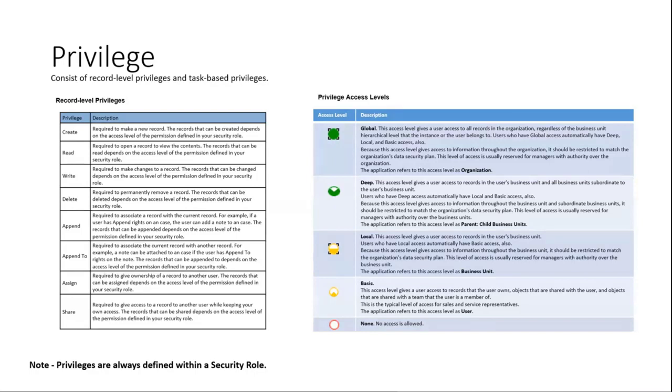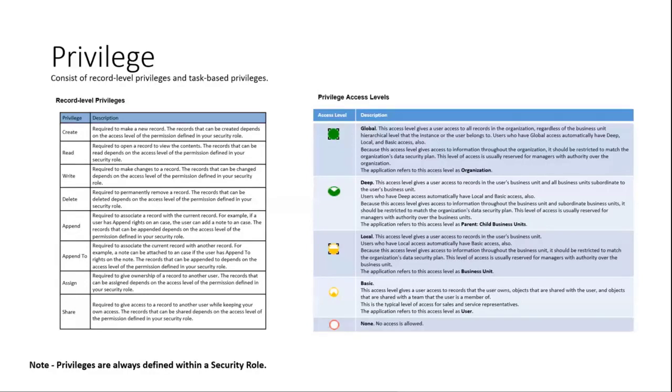You can go deep, which could be parent child business unit. Like in my previous slide, I showed the organization like Americas. So you could have America as the parent, and you could have Canada and USA as children. So if you set parent child, then people in America can see records of people in US and Canada, right? So that's what it means. Local would be business unit specific. So only people in the Canada business unit could see the Canada business unit's people or teams, right?